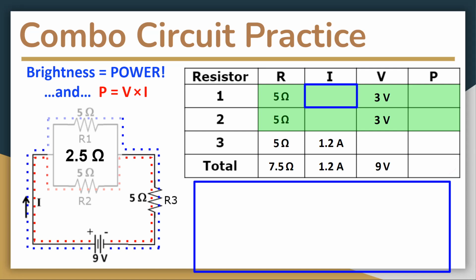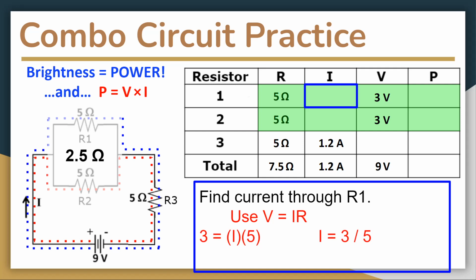Okay, so now we can work backwards and find the current. I already know it's going to be 0.6 because these resistors are all equal to each other, and my current's going to split directly in half. But I can also now find it because I have V and R for resistor 1 and resistor 2, with the values are the same. And so I can go back to Ohm's law, and I can say 3 equals I times 5, which means I equals 3 over 5, which again is 0.6. We already knew that was going to be the case.